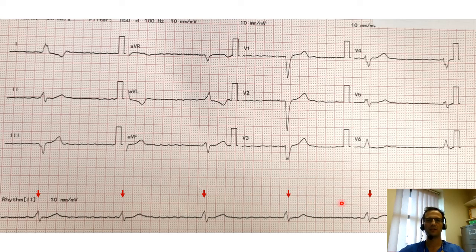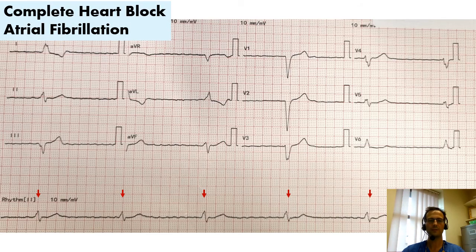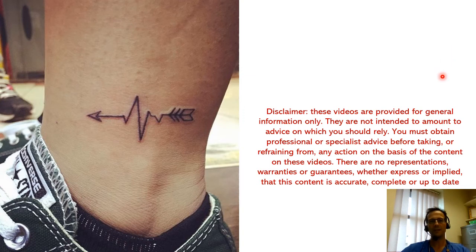But obviously the last thing you want to do with somebody who has long-standing very poor quality of life is to put a pacemaker in when it doesn't help the situation. The problem is knowing for sure that it won't. So that needs an expert assessment. So that was complete heart block and atrial fibrillation.